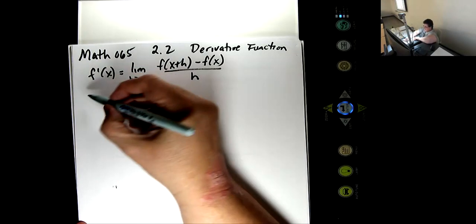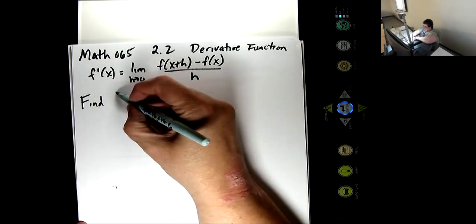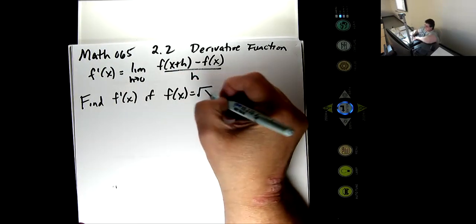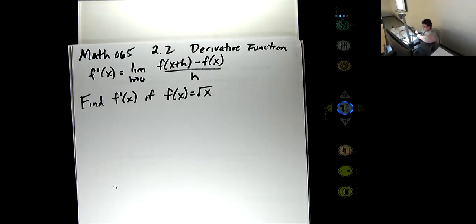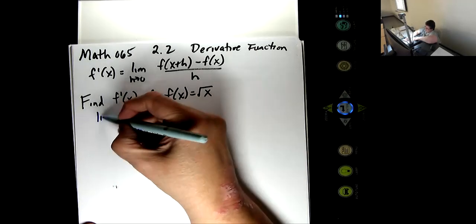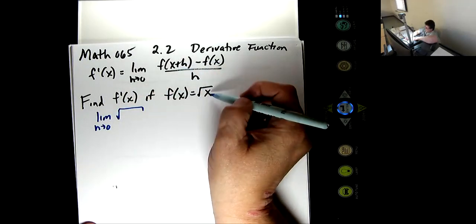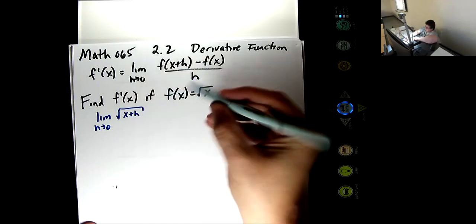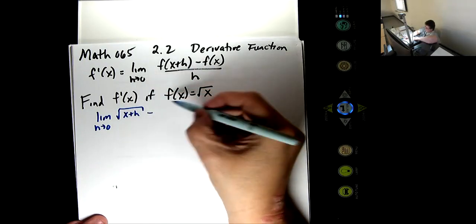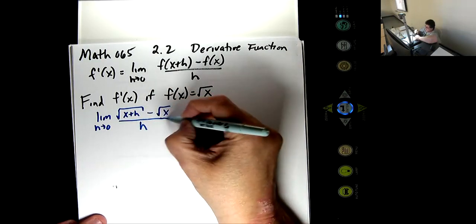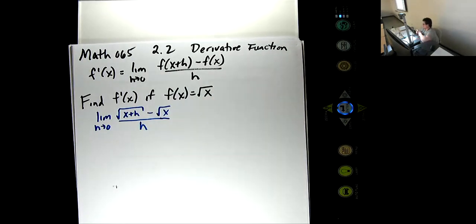One was find f prime of x if f of x equals the square root of x. And I wanted to walk you through this one. We're going to set it up. We've got the limit as h goes to 0. We're going to plug in x plus h into the square root. So I've got square root of x plus h, and then minus f of x, which is just square root of x, all over h. This one's not too messy, so I'm not going to do the 1 over h in front of it.